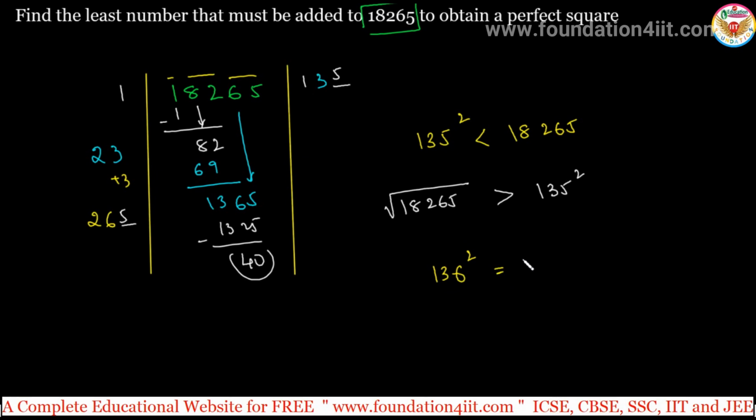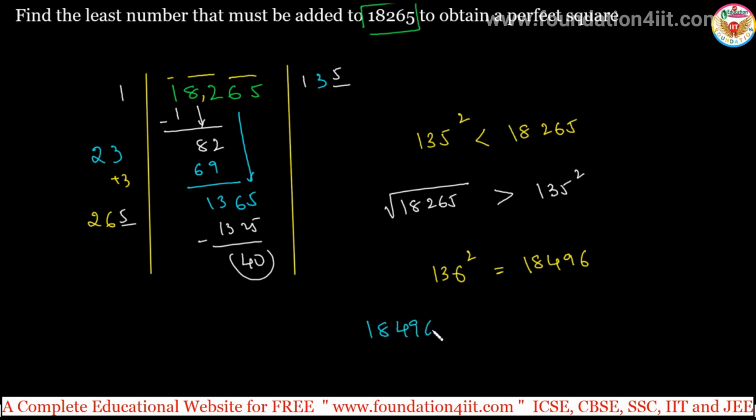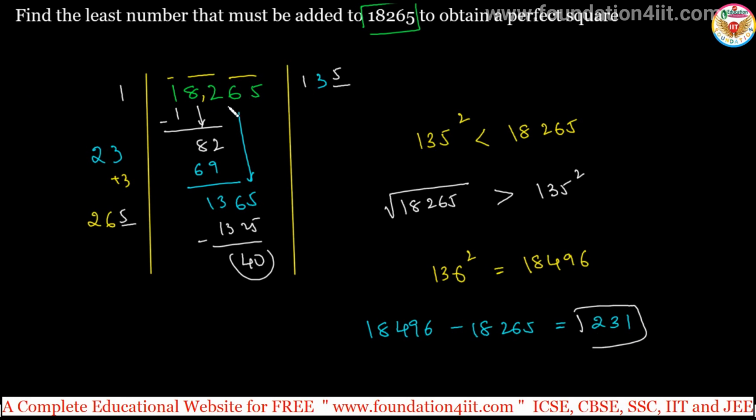136 square means 136 into 136, which is 18,496. This is 18,265. Yes, 136 square is this. That means the difference is 18,496 minus 18,265, which is 231. So 231 is supposed to be added to this. 18,265 is not a perfect square. We need to add an extra 231 to make it a perfect square. That perfect square is nothing but 136 square.